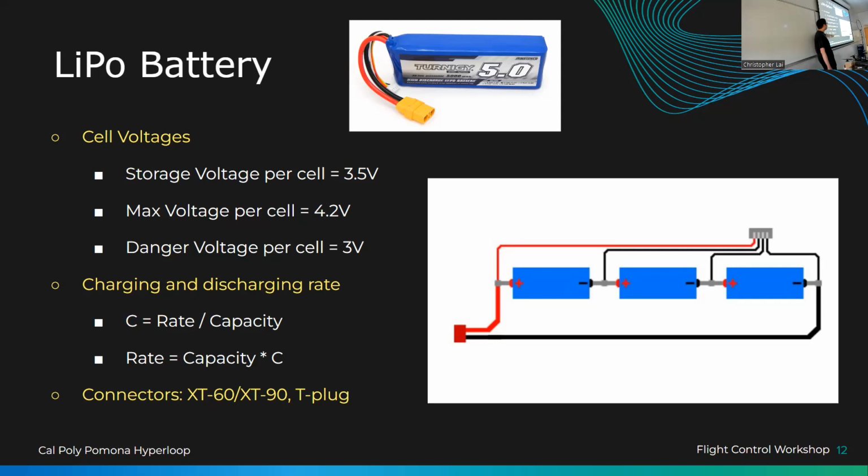So if the capacity is 5,000 milliamp hours, my C is 1. Yeah, so you got to charge this battery at 5x. That's its max charging rate. To connect these LiPo batteries to the rest of your system, you can use XT60 or XT90 or T-plugs. Those are the most common ones. For these kinds of batteries, usually it's going to be XT60. These are the yellow plugs you see at the ends of the drones.